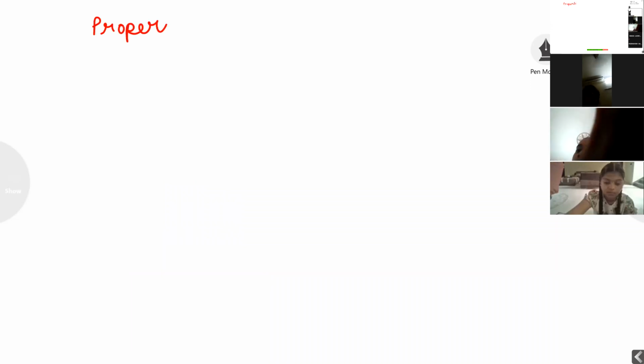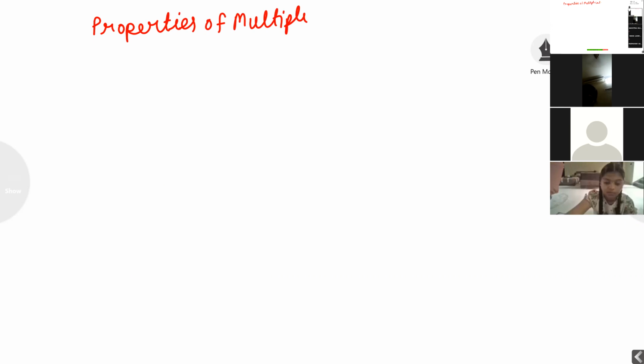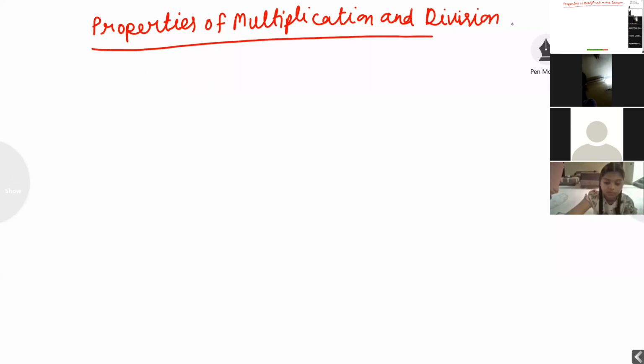Properties of multiplication and division.